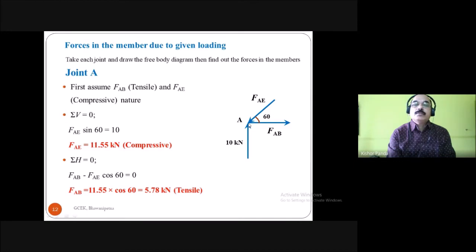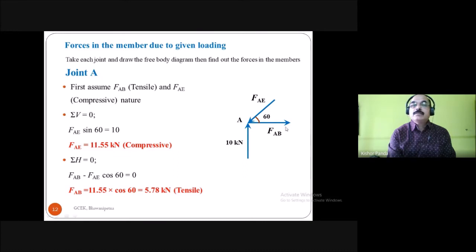First you assume the forces in the members, because you don't know the force in member AB or in member AE. So here you assume the force in member AB is tensile and the force in member AE is compressive.